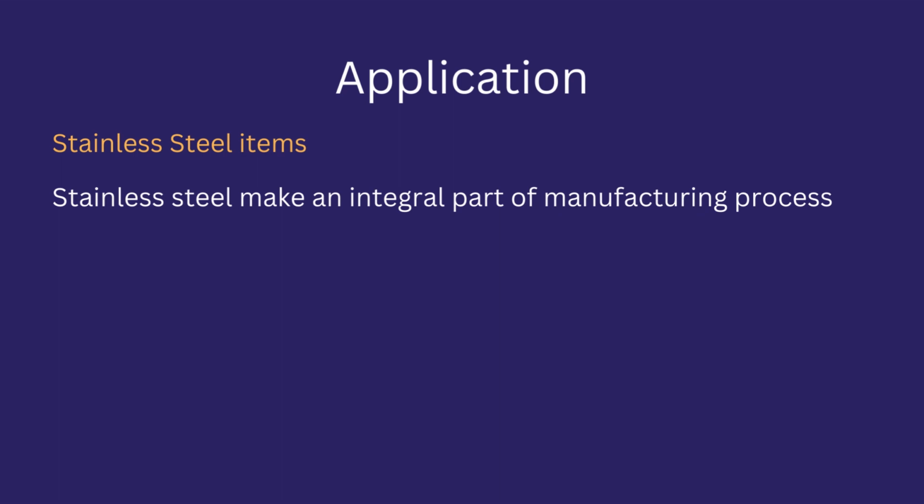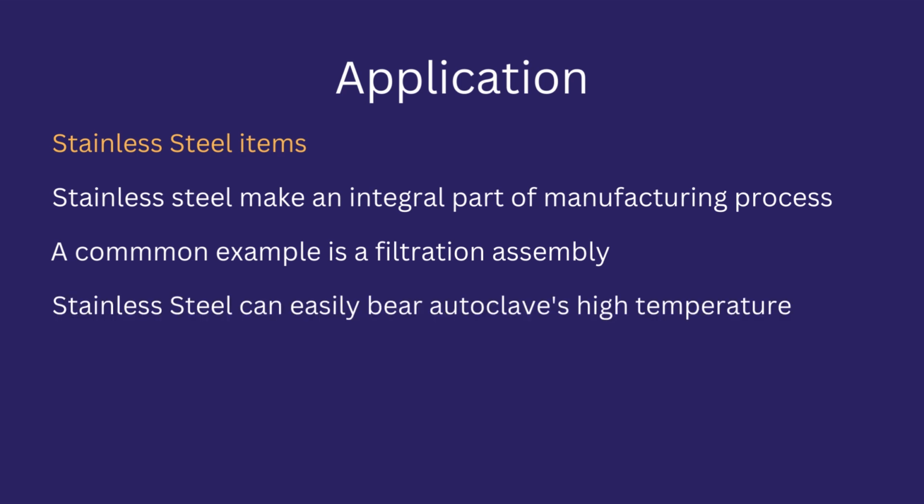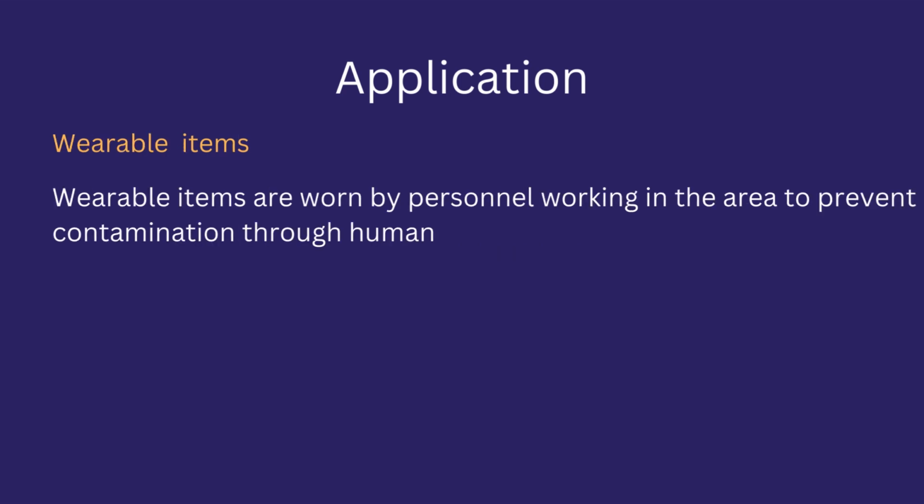Stainless steel items. Stainless steel is an integral part of the manufacturing process due to its suitability and non-hazardous nature to the pharma product. For this reason, all the equipment or accessories of all dosage forms in pharma, including the injectables, are made with stainless steel. A common example is the filtration assembly used to house a filter to filter out particles. One more reason is that stainless steel can easily bear high temperatures and does not change its metallic properties or damage its outer surface.